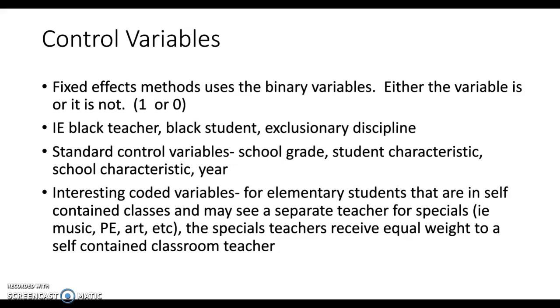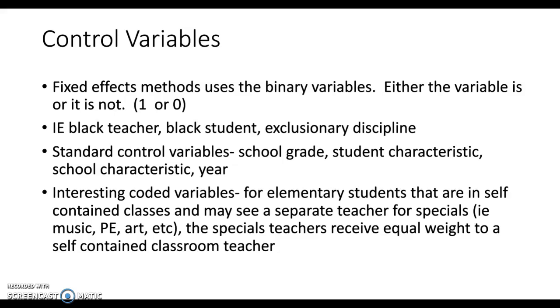Control variables. The fixed effects method uses binary variables. Either the variable is or is not, which is identified by 1 or 0. 1 is, 0 is not. For example, Black teachers, they are or they're not. Black students, they are or they're not. Exclusionary discipline, they experienced it or they did not. Standard control variables which were used were school, grade, student characteristic, school characteristic, and year, which are commonly used in a variety of studies, to include this one.